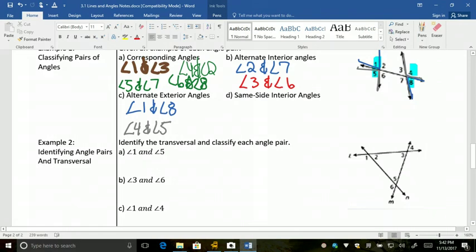So the numbers are going to change in the picture. The picture can change drastically. Even as we get to our next example, you'll see that.